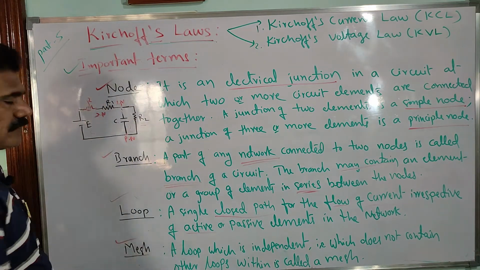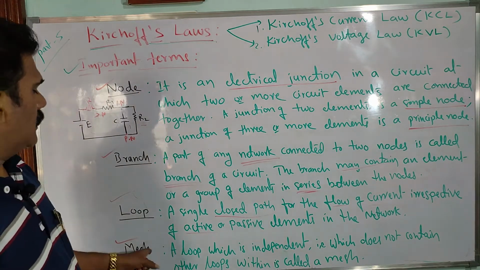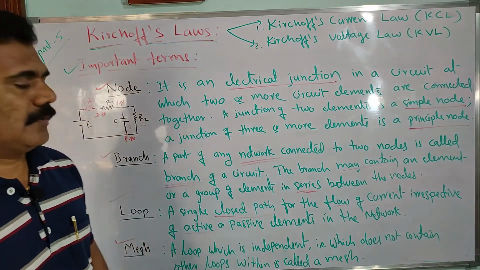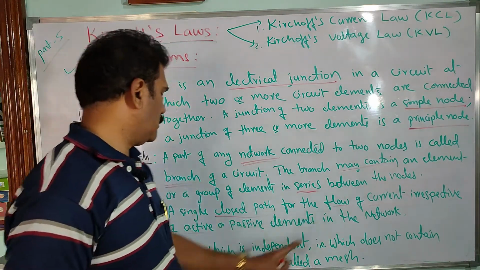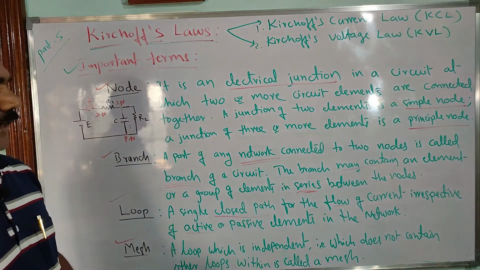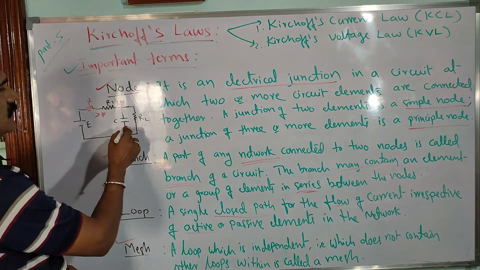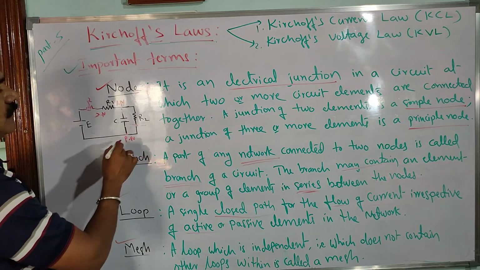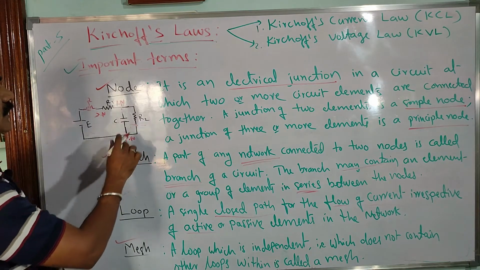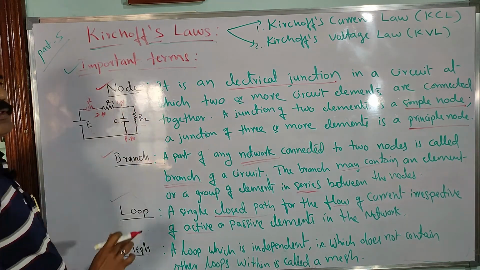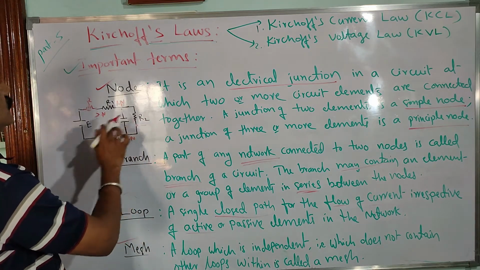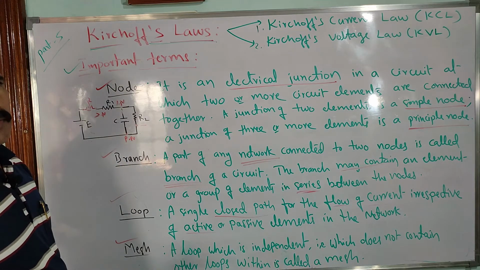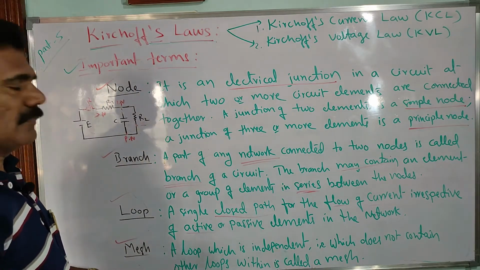Then what is a mesh? See, a loop, again it is a loop only. A mesh is nothing but a loop which is completely independent, which does not contain other loops within. Sometimes there may be a number of loops. For example, I can consider like this, you can join, or with one resistor you can join. So within that loop there is one more loop. It should not be like that. It should be a completely independent loop. So this is one completely independent loop, this is one completely independent loop, so you can call them a mesh also. If it is a completely independent loop, it is a mesh.